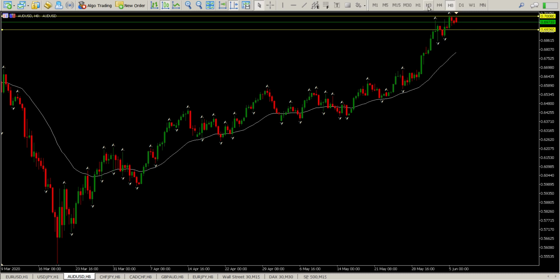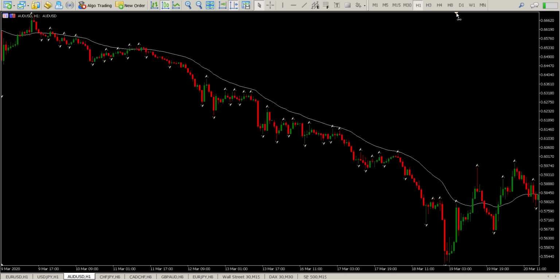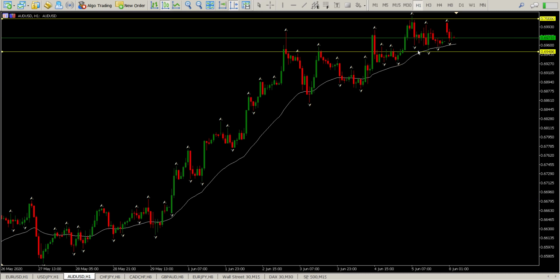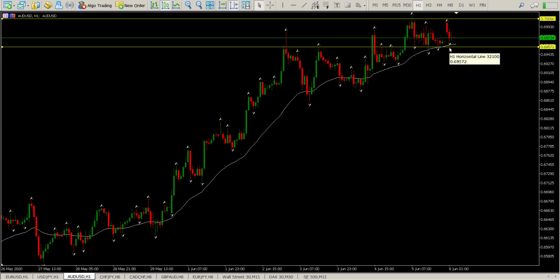Same scenario here, guys. Trend is up. There's no reason to be trying to find shorts on this market. What you should be doing is looking at your hour and looking for opportunities to buy. The first opportunity to buy is in this area right here. You can see these tails bouncing off it, and that is 0.69572.